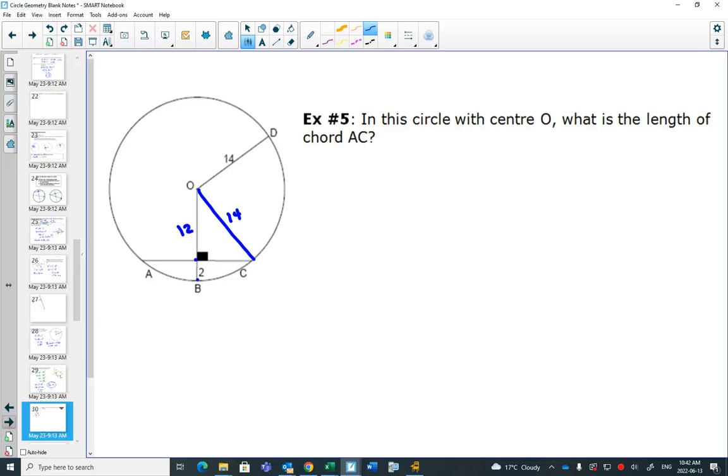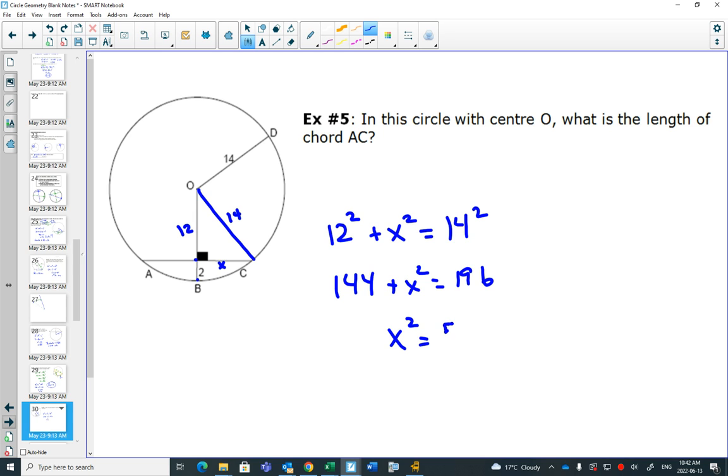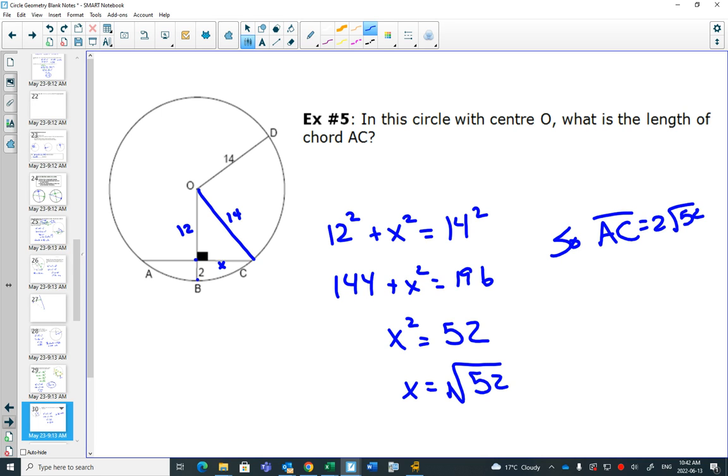And now I can find this length here: 12 squared plus x squared equals 14 squared. So 144 plus x squared equals 196. X squared is equal to 52. And x is equal to the square root of 52, which is about 7.1, 7.2. So AC is equal to 2 times the square root of 52, which is about 14.2, 14.3, 14.4. 14.42, thank you.